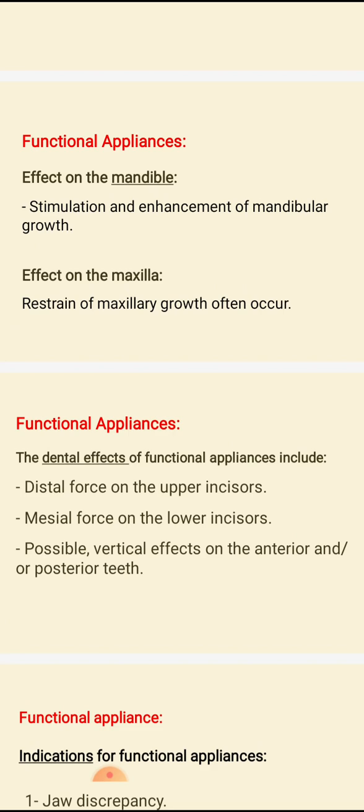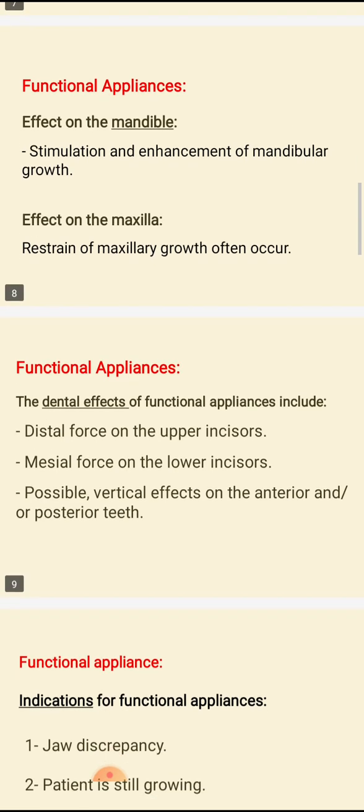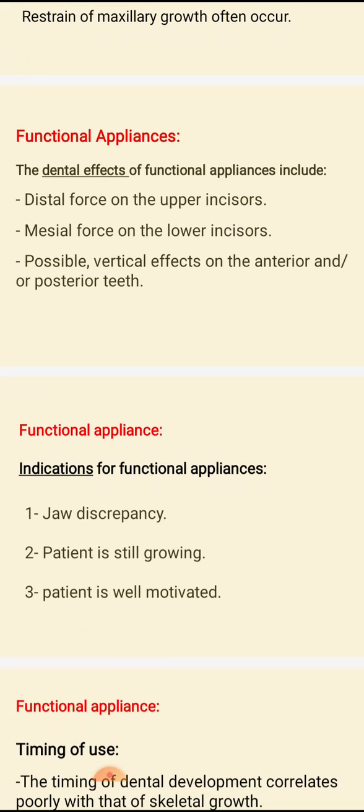The distal force on the upper incisors will cause retroclination of the upper incisors. The mesial force on the lower incisors will cause proclination of the lower incisors. The vertical forces on the anterior and the posterior teeth will affect the overbite and the vertical dimension of the face. And we will see later on how to manipulate these forces.